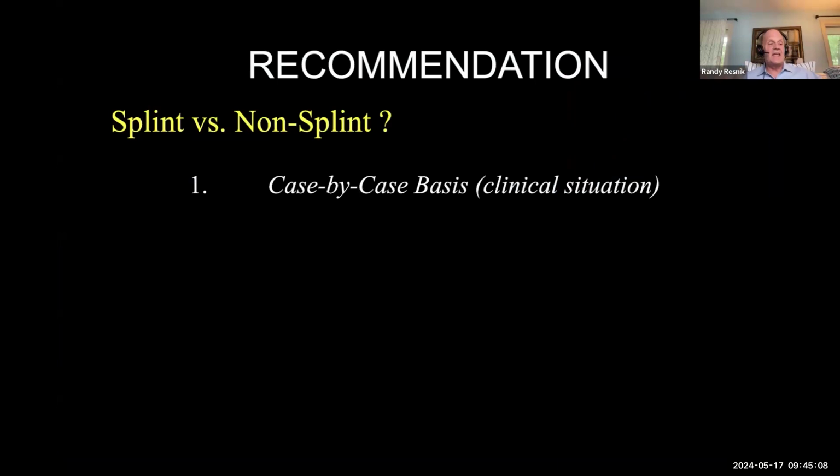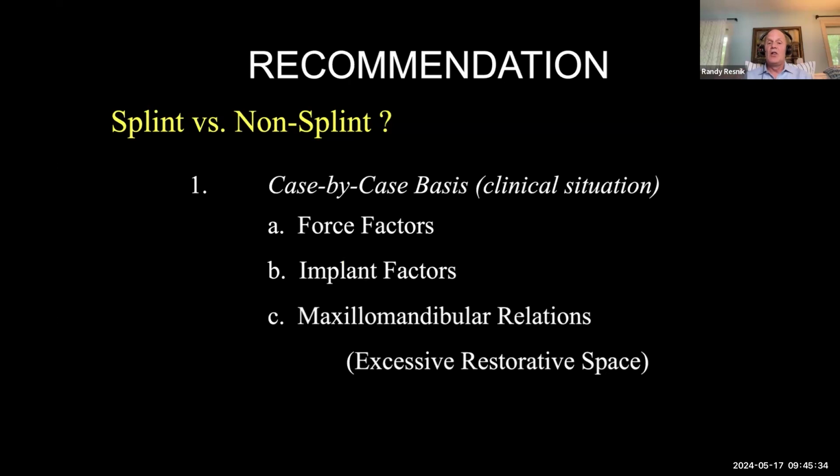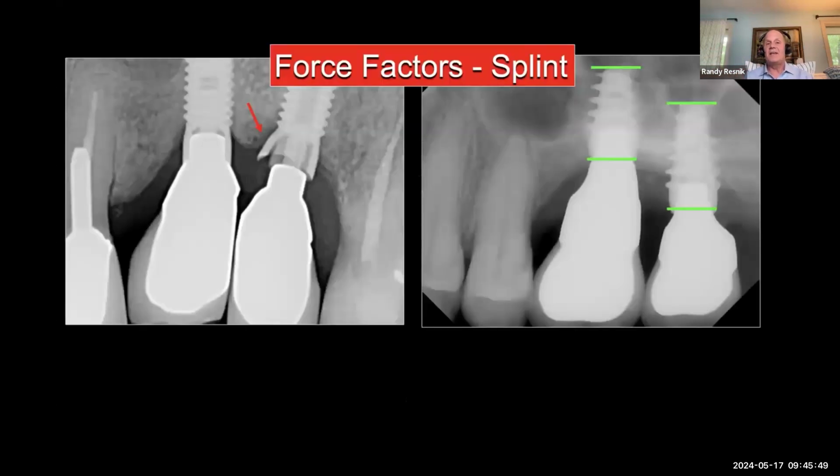So with that all being said, let me give you a recommendation because it is so conflicting and controversial. This is what we recommend that you look at. First of all, this is not a cookie-cutter protocol. You have to look at each case individually, each clinical situation. Look at the force factors, which is the most important. Look at the implant factors, the size and diameter of the implant. Look at maxillomandibular relations: do we have an excessive restorative space? And look at the patient's past history: do they have a history of proximal contact loss? These are all things that need to be taken into consideration.